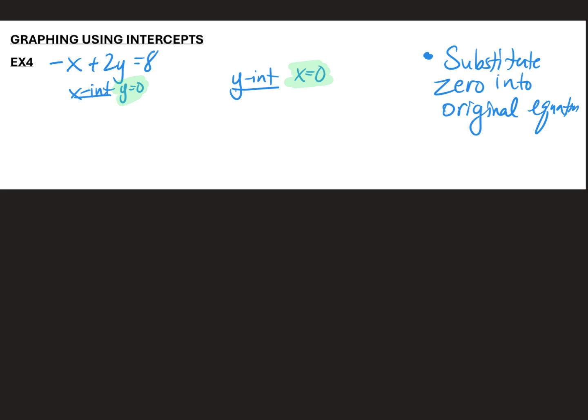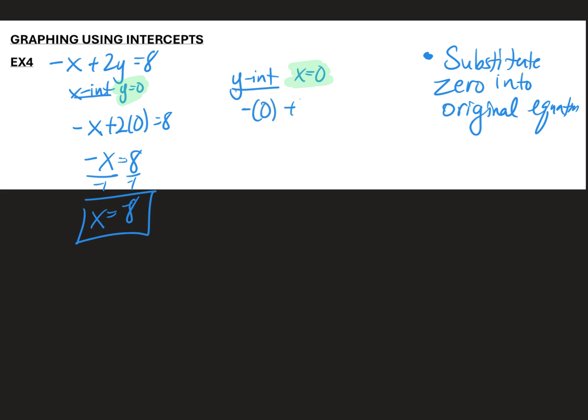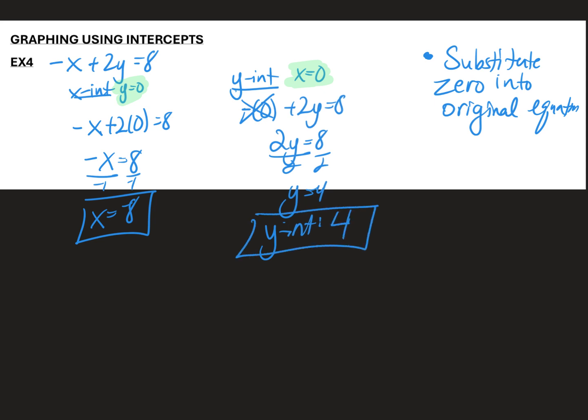So for the x-intercept, y is equal to 0. -x plus 2 times 0 equals 8. -x equals +8. Divide by -1, x equals -8. That's the x-intercept. And then the y-intercept is where x is 0. So negative times 0 plus 2y equals 8. This will go away. 2y equals 8. Divide by 2. Y equals 4. So the y-intercept is +4. That's what that looks like.